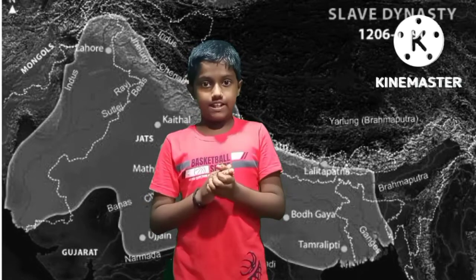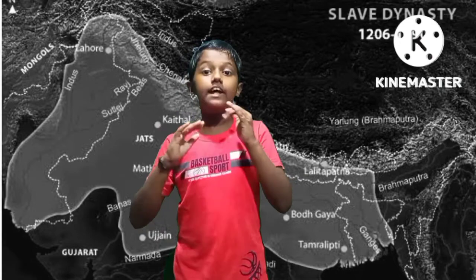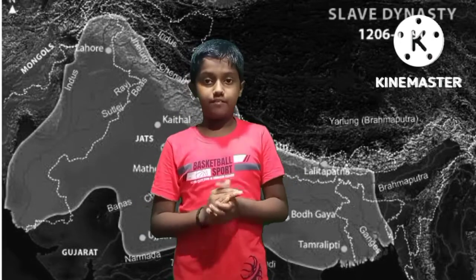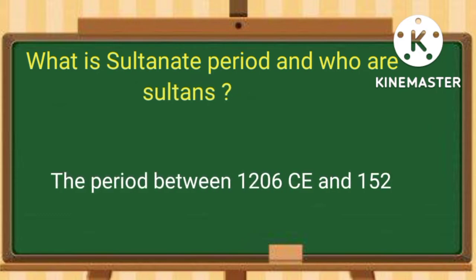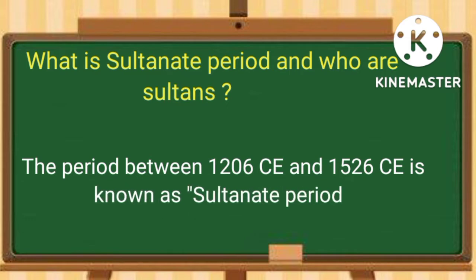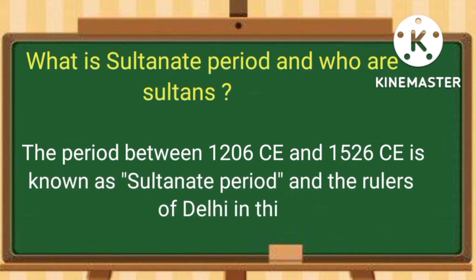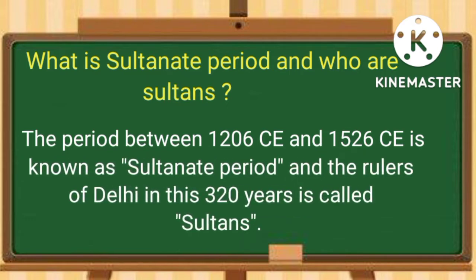The prominent rulers of the Mamluk dynasty, like Qutbuddin Aibak, were sultans, and they lived in India in the Sultanate period. So what is the Sultanate period and who are sultans? The period between 1206 CE and 1526 CE is called the Sultanate period. And the rulers of Delhi during this 320-year span are called sultans.